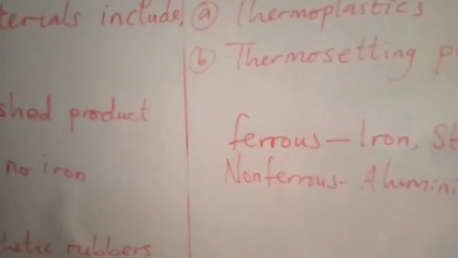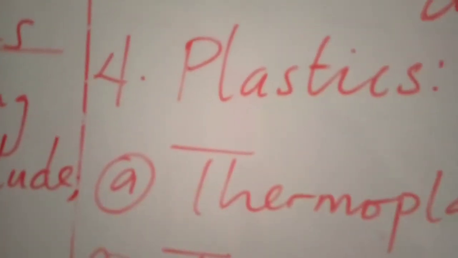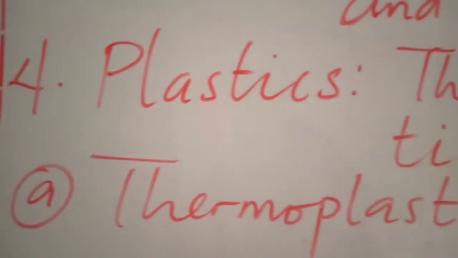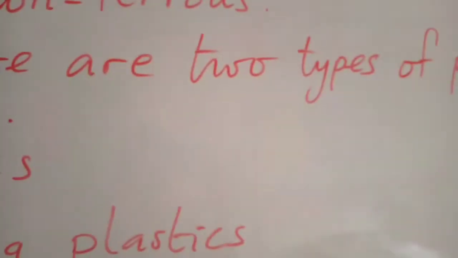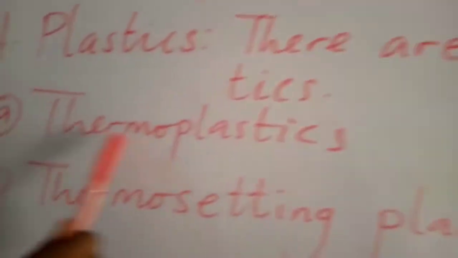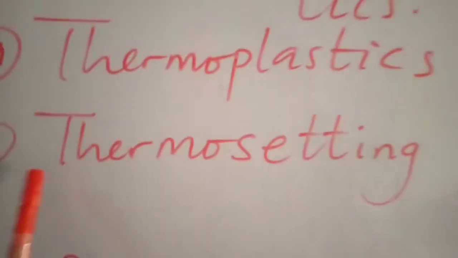So with this, we go to number 4. We're looking at plastics. Plastics, we also have 2 types. There are 2 types of plastic. We have the thermoplastics and the thermosetting plastics.